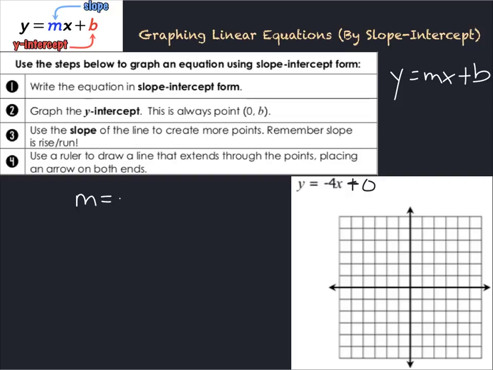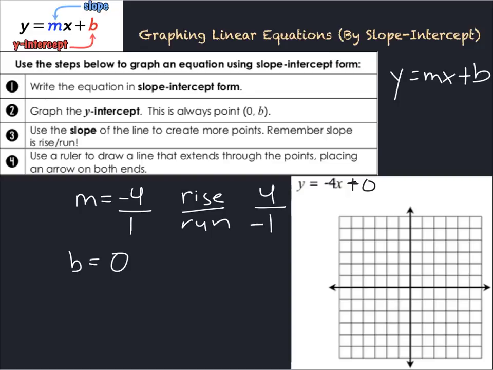So my slope would be -4 over 1, and my y-intercept would be 0. And remember, slope is rise over run. Okay? And I could also write my slope as 4 over -1.